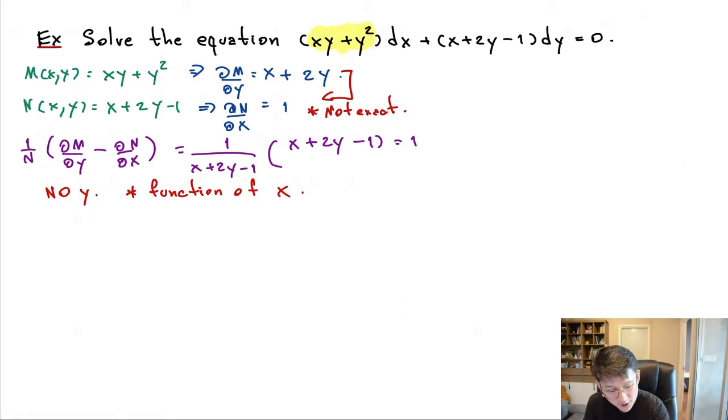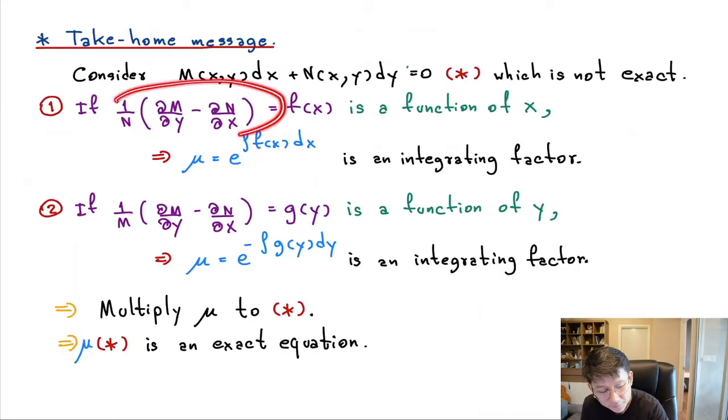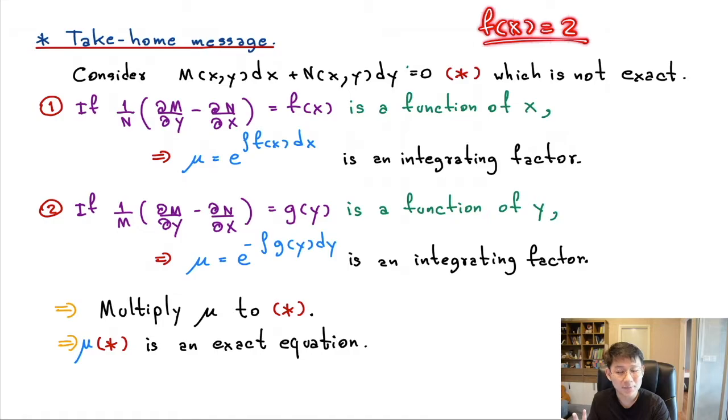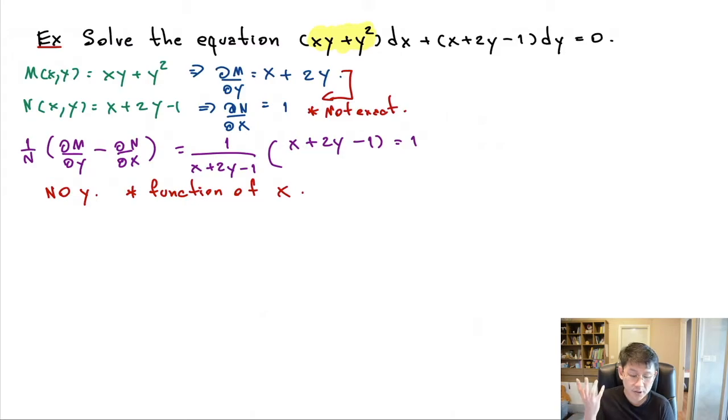Because first we need to check if this is a function of x. But guys, f(x) equal to a constant is a function of x as well, because it can be x to the power of 0. Any constant can be a function of x, and similarly, any constant can be a function of y as well. So it means that a constant here is actually a function of x. We can look at it as a function of x. So we let f(x) be 1.